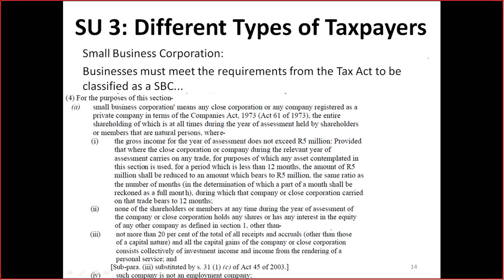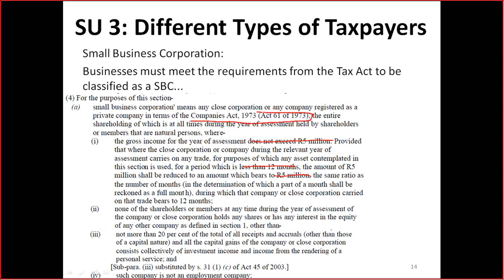Okay. This is the SBC definition in terms of requirements. What I am obviously going to refer to is your study guide. Your study guide gives you the exact breakdown regarding the SBC. This is something that I took from the Act, in terms of what defines it. Here I wasn't really looking at this in terms of gross income, 25 million, and less 12 months and 5 million. I think it was 25 million if I'm not mistaken. These things change all the time.